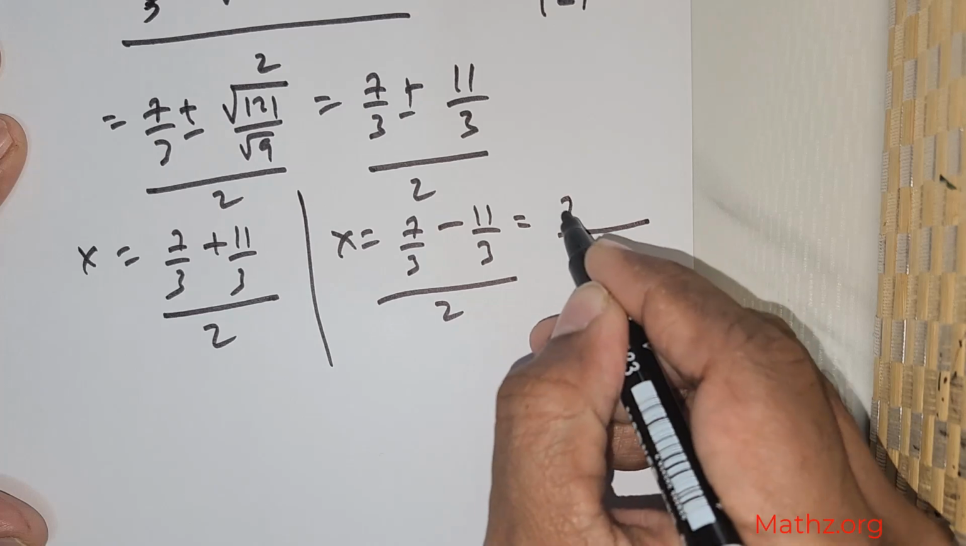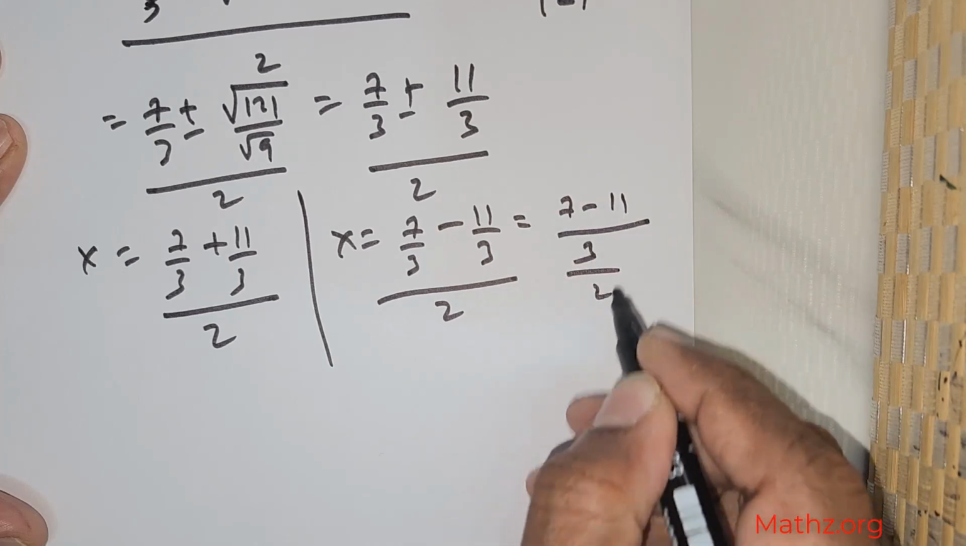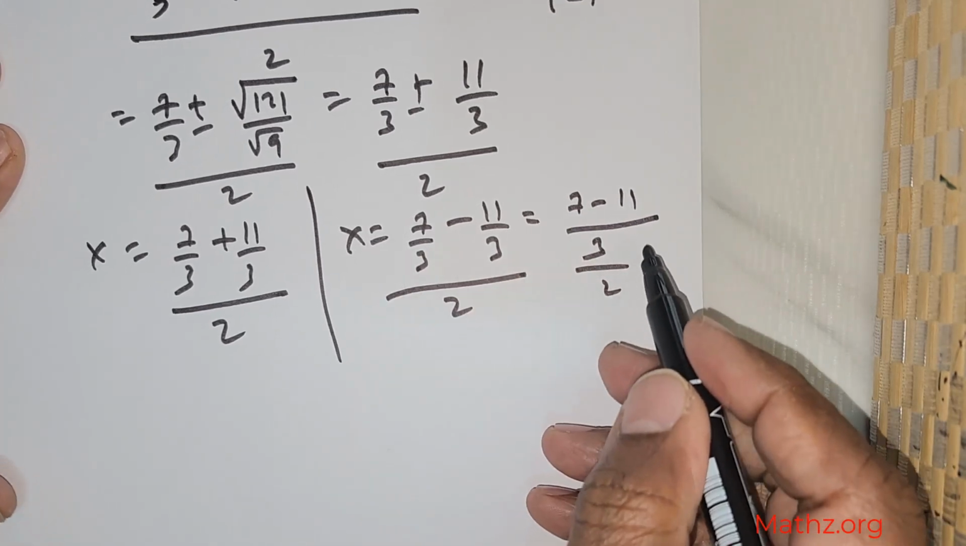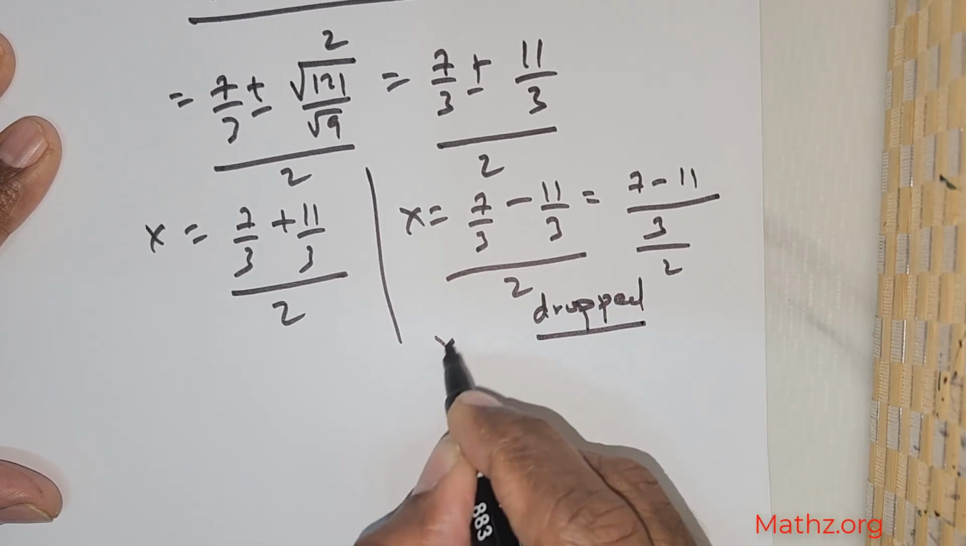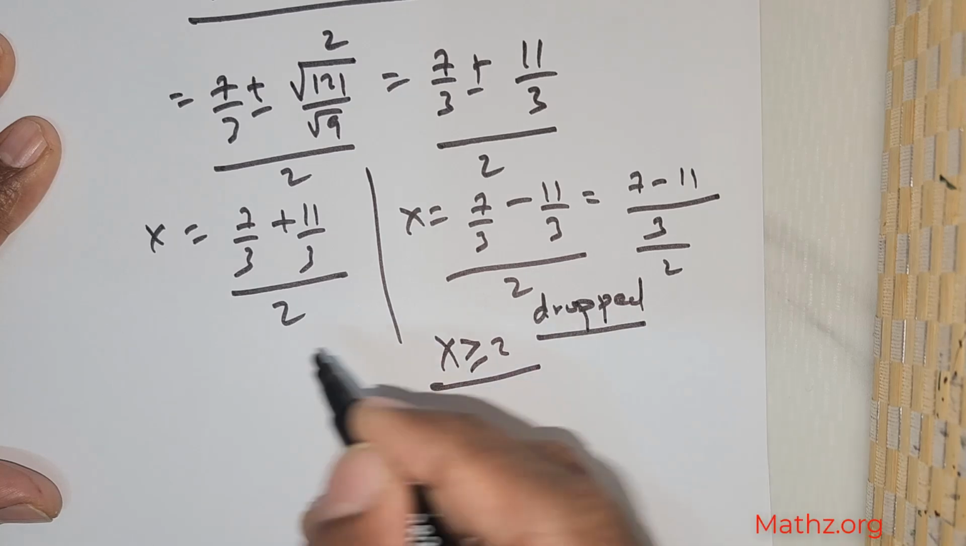This is going to give me 7 negative 11 over 3. This is negative, we don't need this. So this is dropped because x is greater than or equal to 2. That's given in the question.